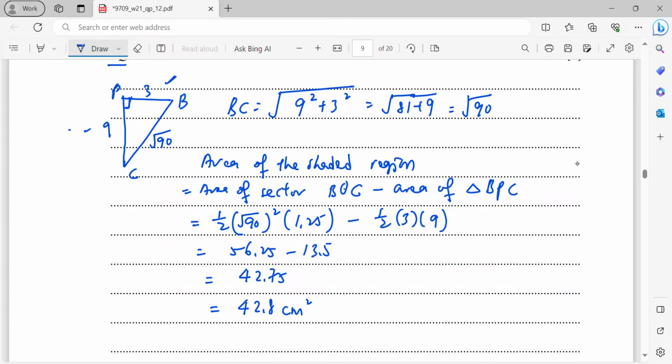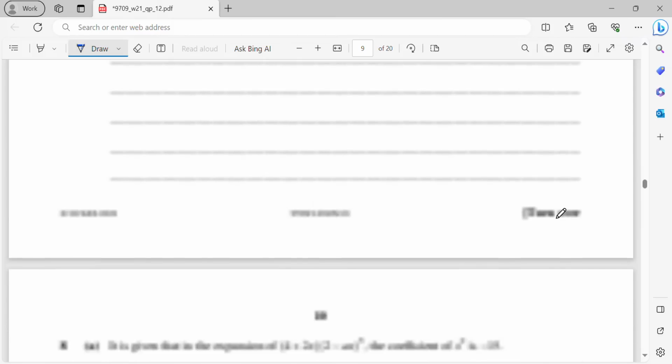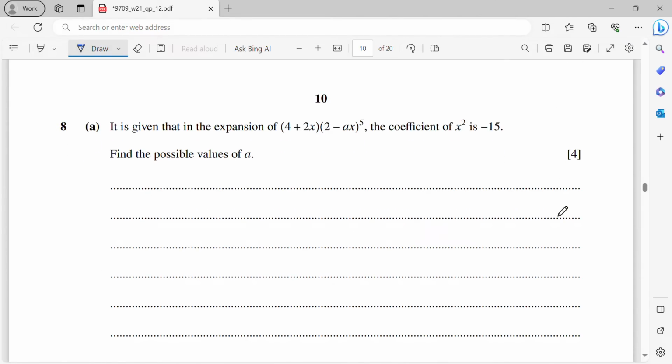Okay, now next question, number 8. It's given that in this expansion, the coefficient for x squared is negative 15. Find the possible values of a. So means more than one value. Now, I will start with copying the question. From here, it is (4 plus 2x), and then multiply with (2 minus ax) to the power of 5.